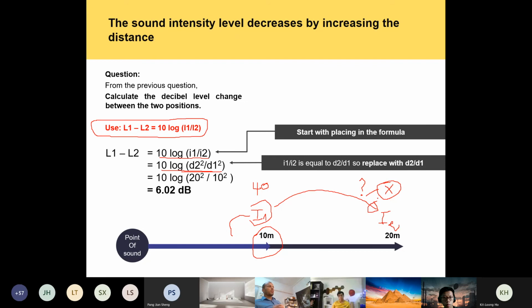Now if I ask you how much is the level of sound at this point? We did all the calculation. Now give me how much is the sound level at this point. How much? Yes, sir. So how much is the sound level at 20 meters far from the source?